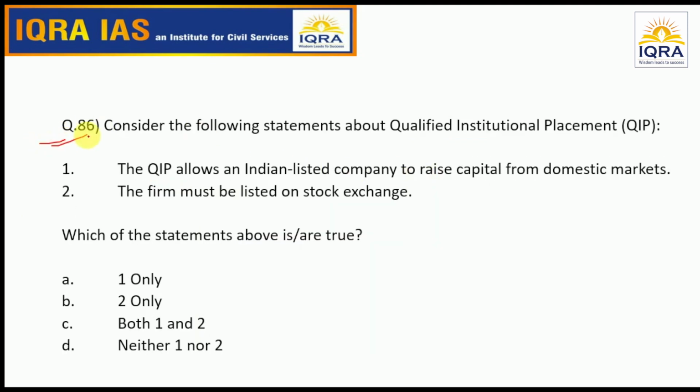Question number 86 about QIP, that is Qualified Institutional Placement. It allows an Indian listed company to raise capital from domestic market. Firm must be listed in a stock exchange. Yes, both are true. So your correct answer is C.